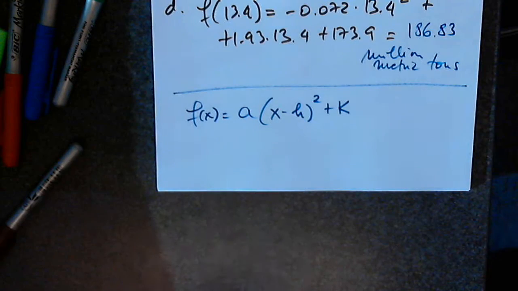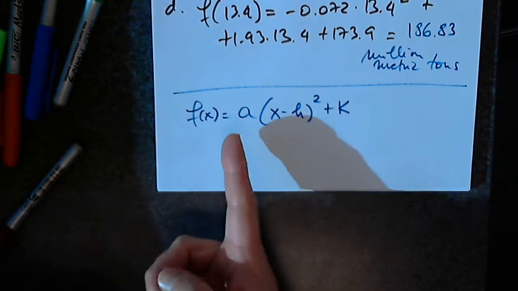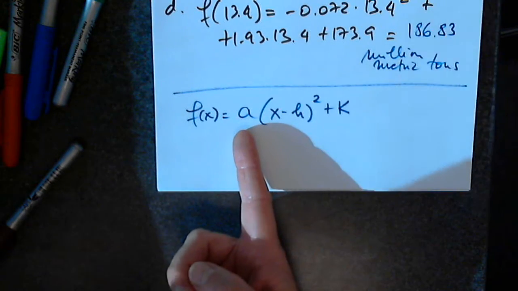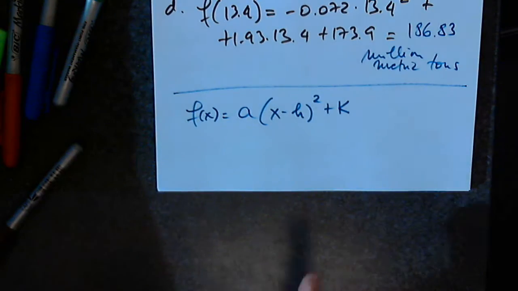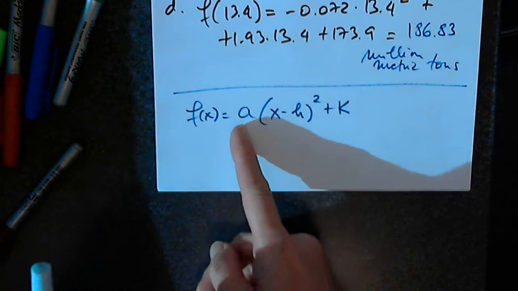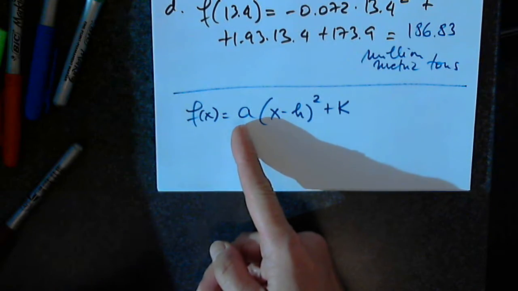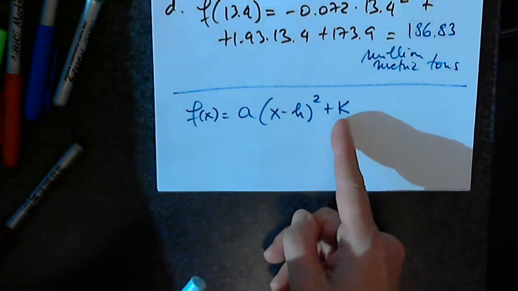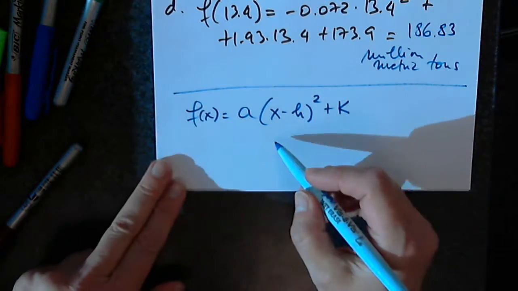If the function is given in this form, this will be the leading coefficient. So if it's positive, it will have a minimum. If it's negative, it will have a maximum. But the question is, which we know is the same a from the original function. But the question is, what is this little h and this little k? They represent the vertex.